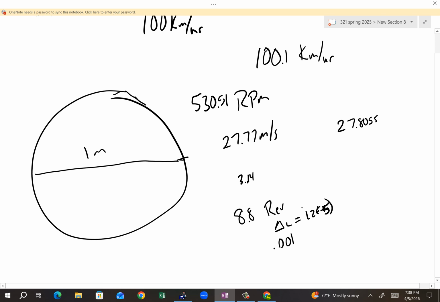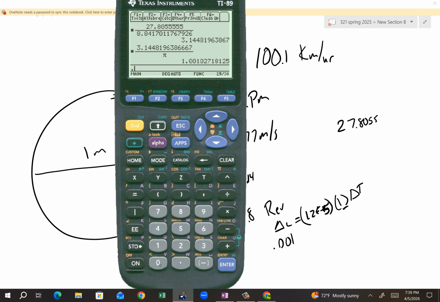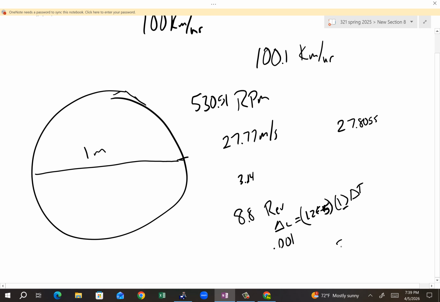That's alpha, 1.2 E minus 5, times my original length, 1. Now you're going to notice that doesn't make any difference in a second. Times my delta T. And so if I do that, 0.001 divided by 1.2 E minus 5, it would need to increase in temperature by 83 degrees.